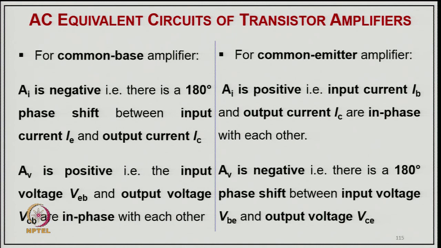So, we can say for the common base amplifier, AI is negative and there is a 180 degree phase shift between the input current and output current, and AV is positive, where the input voltage VEB and the output voltage VCB are in phase. And for the common emitter amplifier, which is very commonly used, AI is positive, so input current IB and output current are in phase with each other, and AV is negative, that is, there is a 180 degree phase shift between the input voltage and the output voltage.